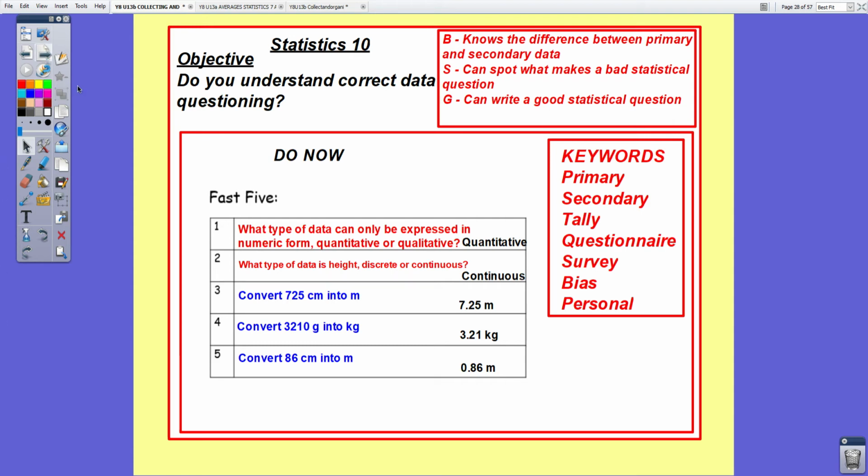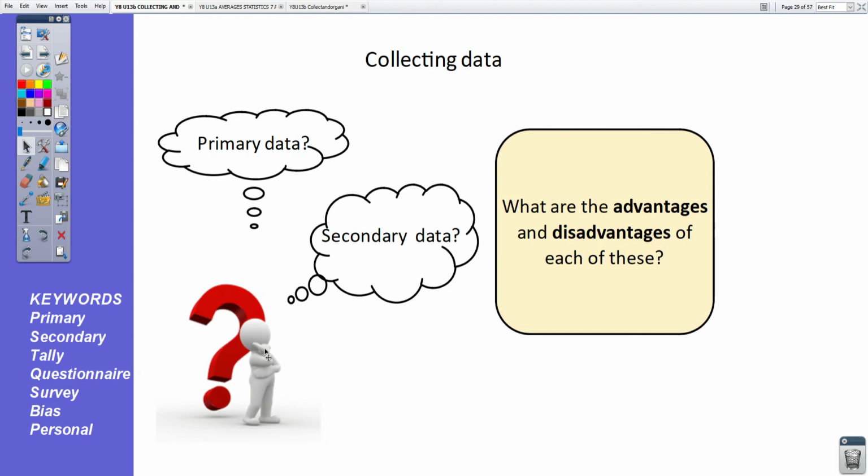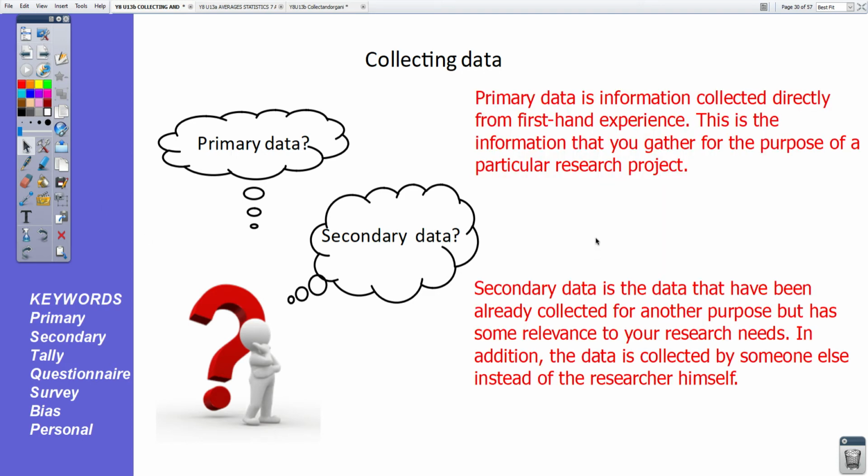Moving on. So, collecting data. Primary data, secondary data. What are the advantages and disadvantages of each of these? First of all, we need to know what we mean by primary and secondary data. Well, primary data is information collected directly from first-hand experience. It's the information that you gather for the purpose of a particular research project.